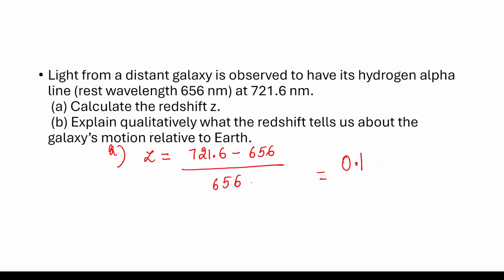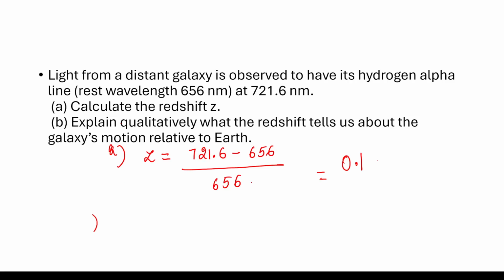Explain qualitatively what the redshift tells us about the galaxy's motion relative to Earth. So what does it tell you? Z is 0.1. Z is positive, isn't it? If Z is positive, that means the observed wavelength is higher, which is also given in the question. So you can say the observed wavelength is higher than the rest wavelength, which means it is redshifted. A redshift occurs when the light source is moving away from the observer. That means the galaxy is receding from the Earth.